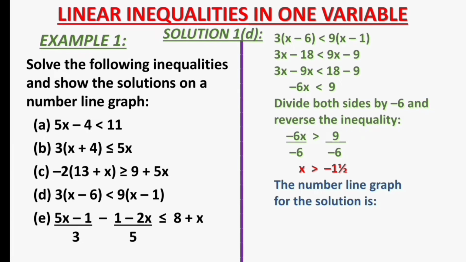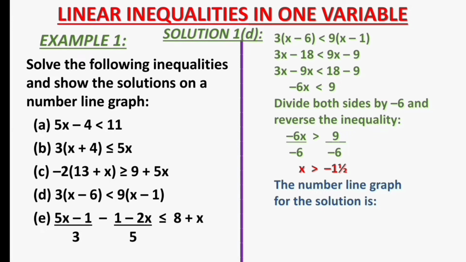Let's see the solution to question 1d. Solving the inequality 3(x - 6) < 9(x - 1). Once again, we solve the inequality by removing the brackets and collecting like terms. That will give us -6x < 9.